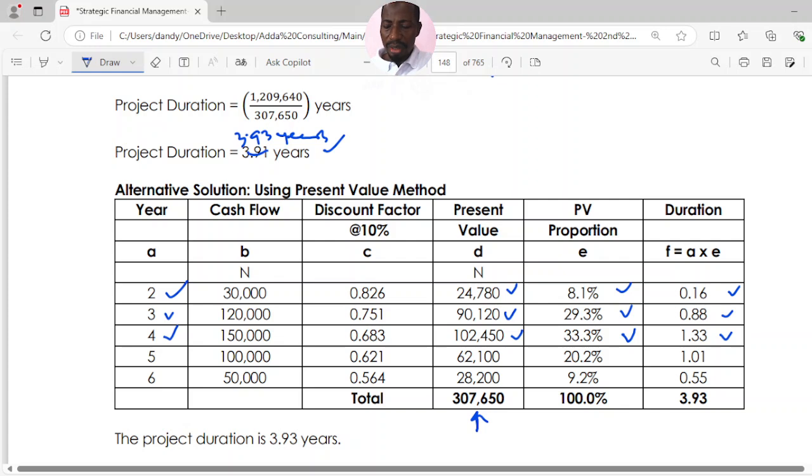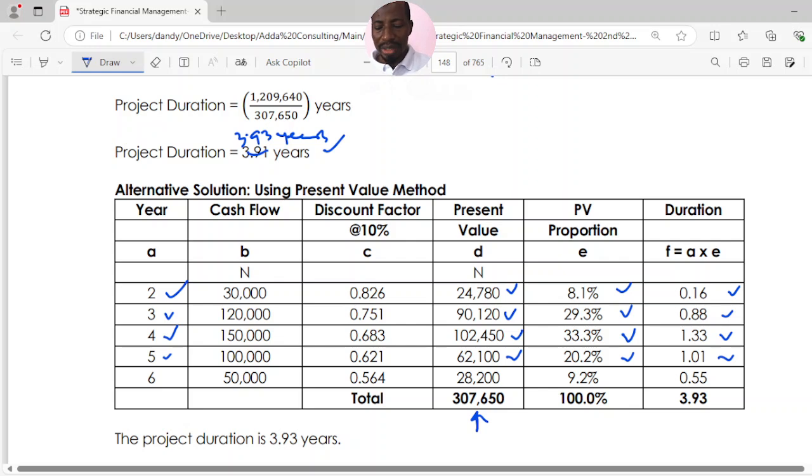I will do the same thing for year 5. So the present value of year 5 is 62,100 divided by the total present value of 307,650. That will give me 20.2. 20.2 multiplied by 5 will give me 1.01.